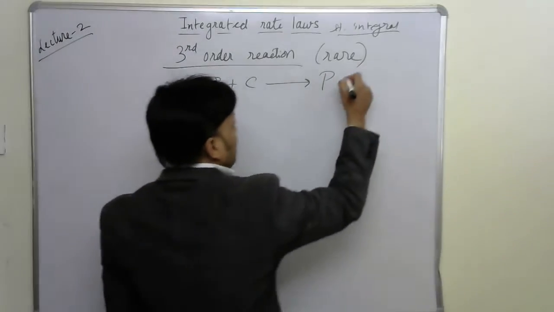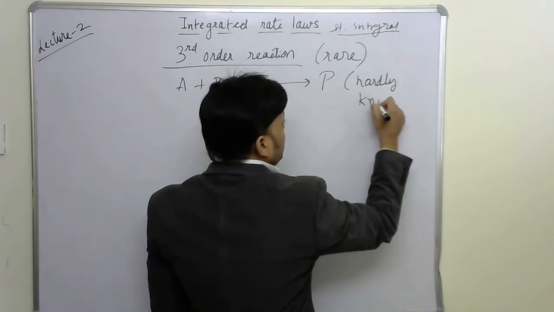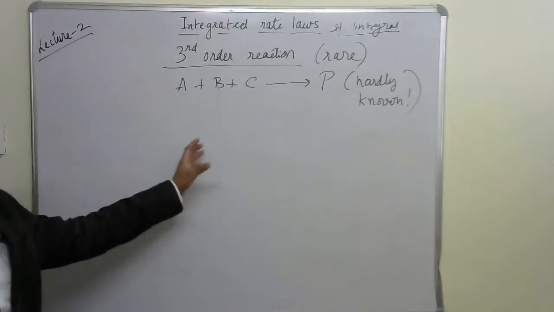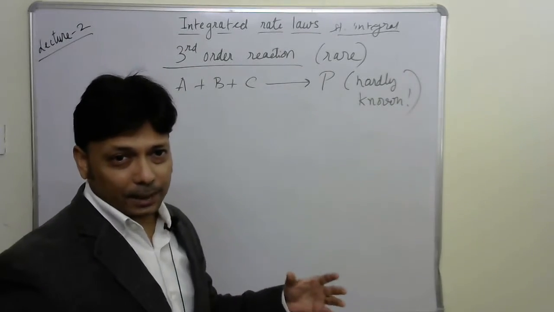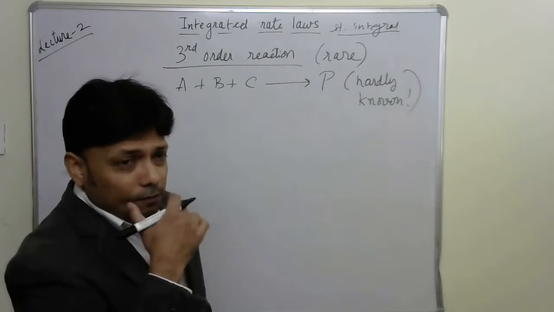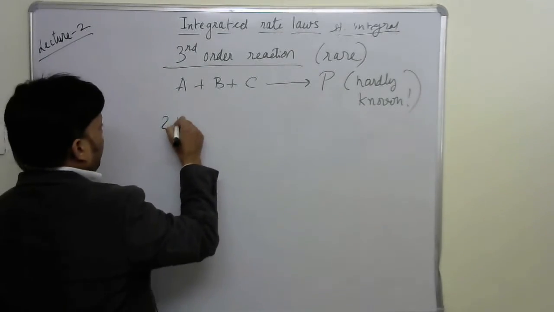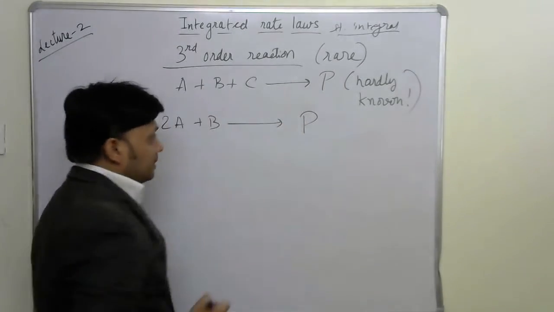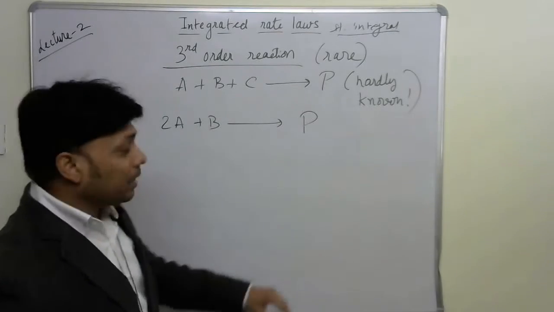But the answer is hardly any such reaction is known. So that means it is very difficult to get three different reactants to collide at the same time. So statistically it's a highly improbable phenomenon. Rather, there are a few reactions of this type known, and actually there are practical examples, that is A and B going to give you the product P.